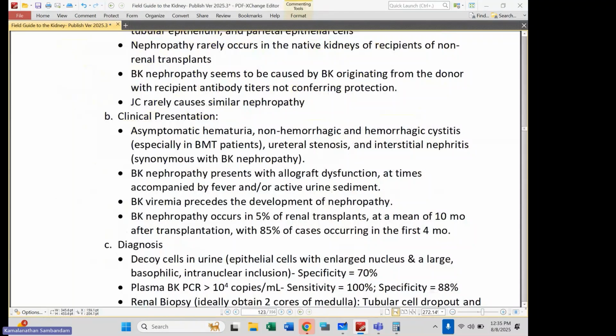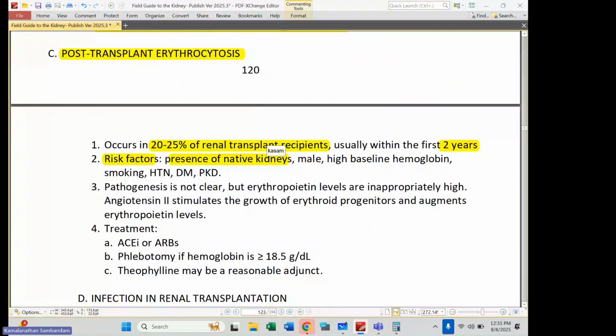Moving on, we'll talk about post-transplant erythrocytosis. This is something that might happen in as many as a quarter of patients. It usually happens early on. Risk factors for this include presence of native kidneys, that is, patients that have not undergone native nephrectomy. Okay, those patients would have less risk of post-transplant erythrocytosis, which of course is most patients.